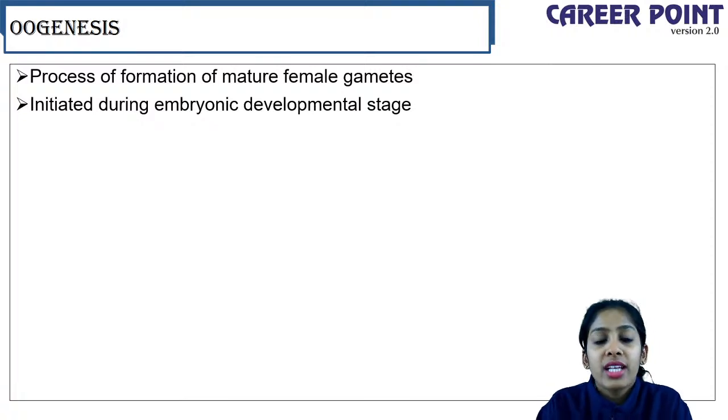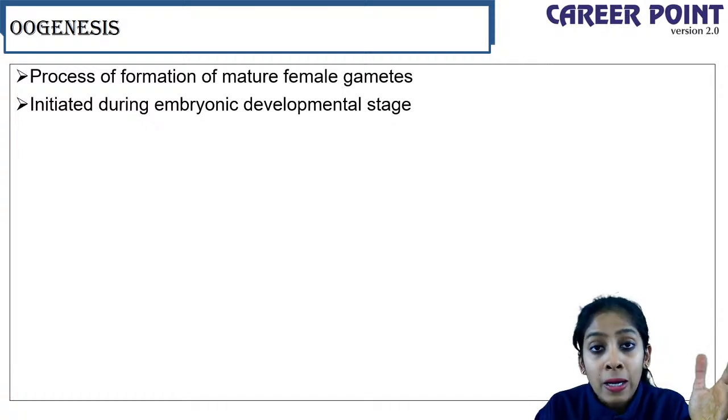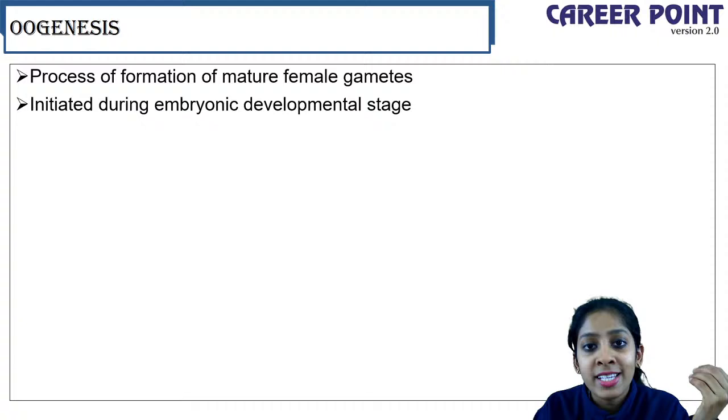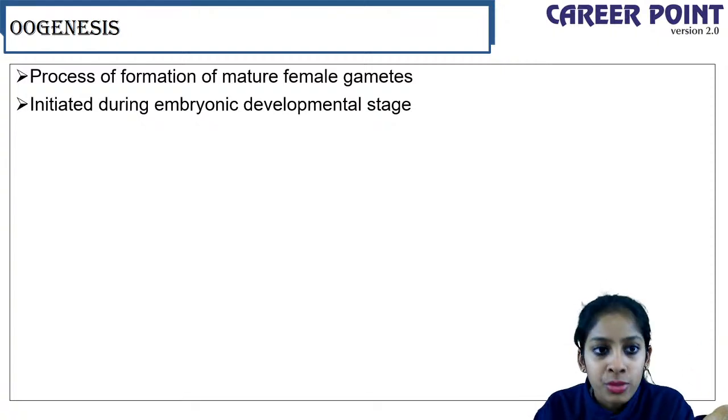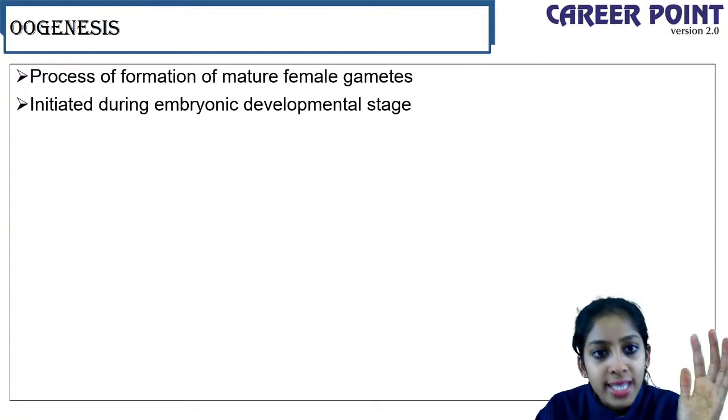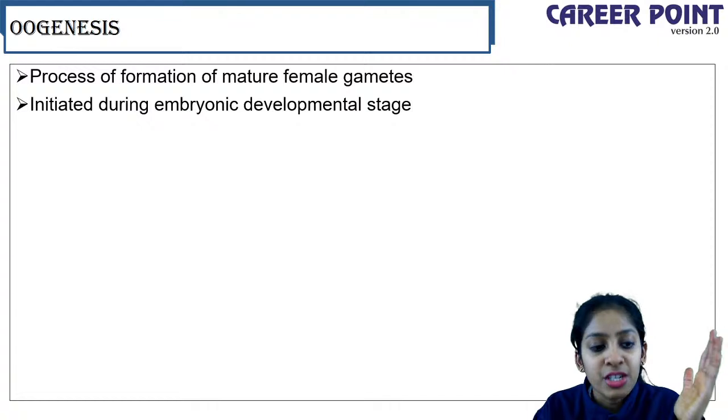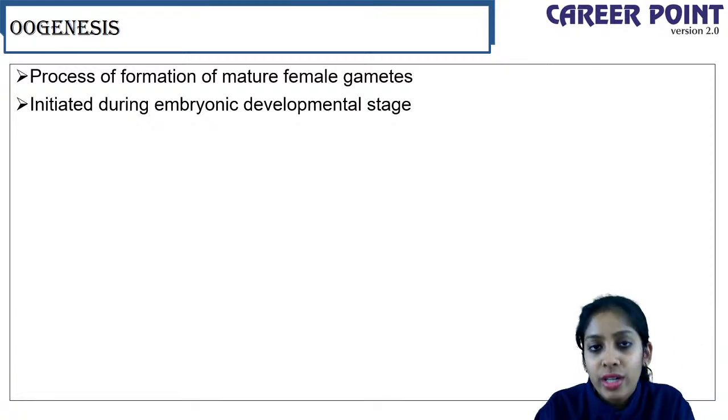So this oogenesis is initiated during the embryonic developmental stage. So if you see, spermatogenesis started at the time of puberty. That is after your childhood, that is, you can say the onset of your adolescence, right? But the process of oogenesis begins in the embryonal stage itself. So this is the primary difference between spermatogenesis and oogenesis.